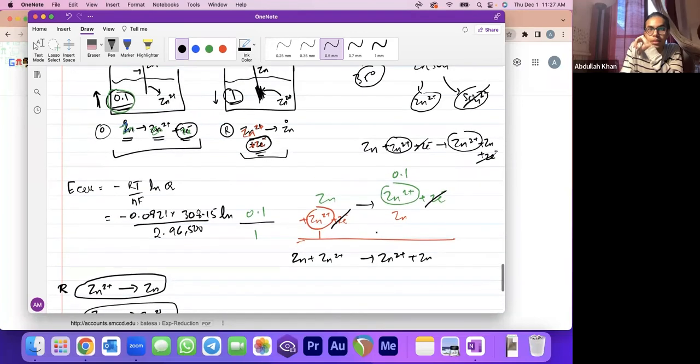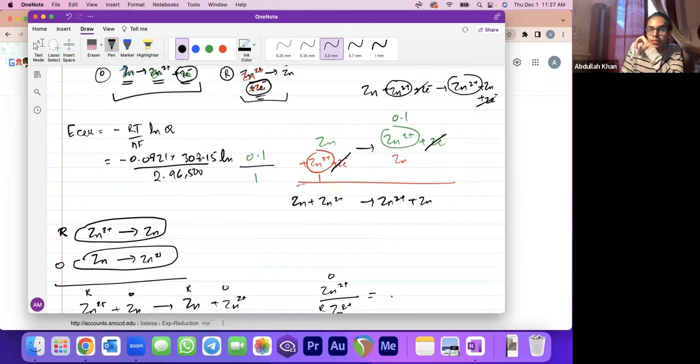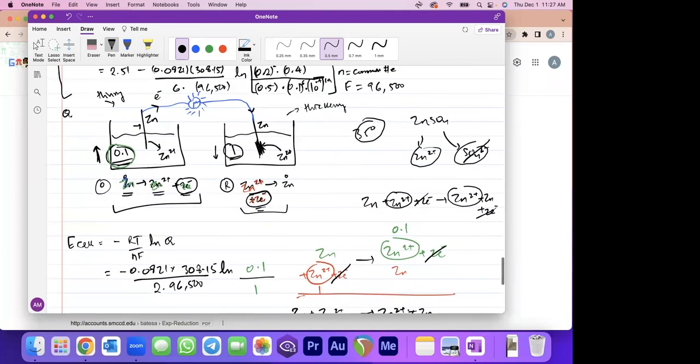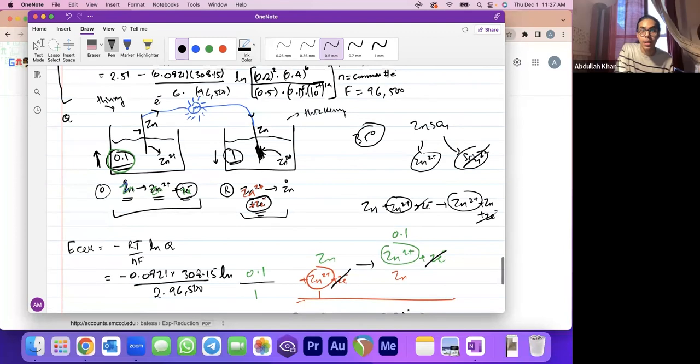What's the oxidation Zn2 plus? 0.1. Okay. Yep, it will come out to be the same. Okay, I see. The other question, do you mind going back to how the flow of electrons should be, like it's happening from left to right? Are you asking how I determine the direction?